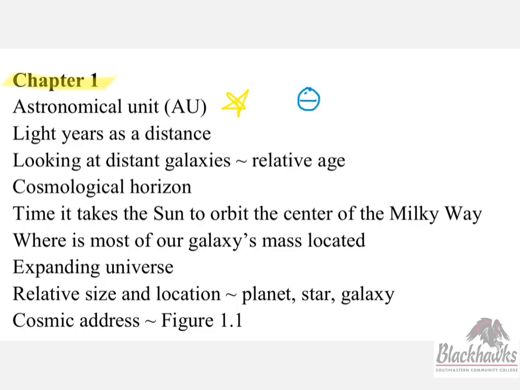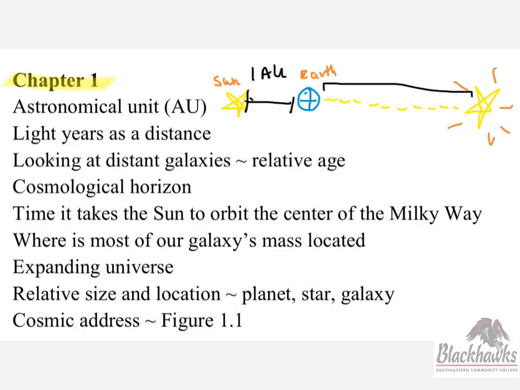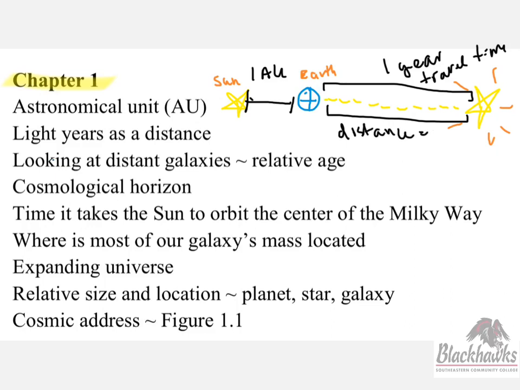So the first term there is astronomical unit. Of course, that's the average distance between the sun and the earth. It's very helpful. The next term there is light years. What I've done here is to show a distant star. If the light from that star takes 1 year to get here, then that star is located at a distance of what we call 1 light year. So usually people probably do pretty well with the concept of a light year.